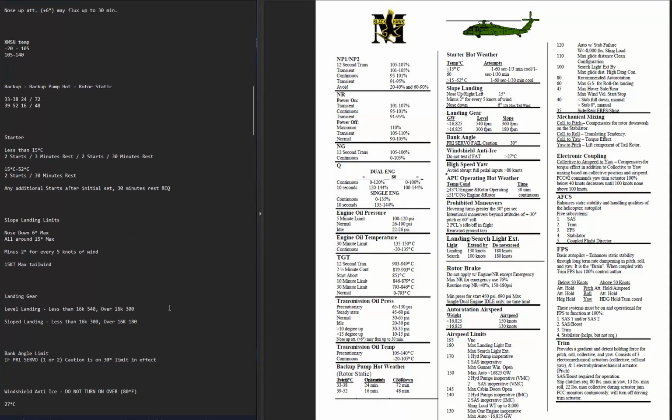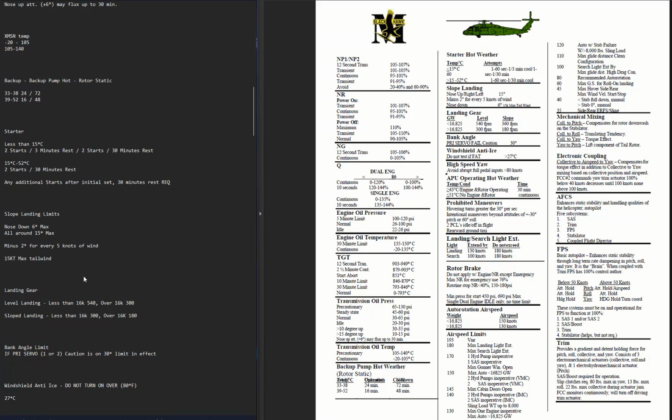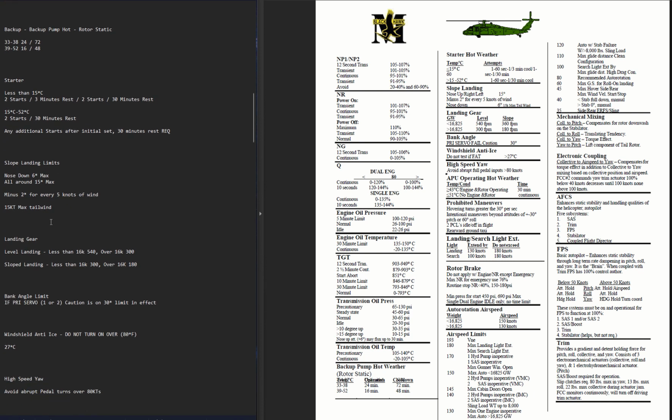Sloped landing limits, we're looking at a nose down of 6 degree max, and then all around 15 degrees, and then -2 degrees for every 5 knots of wind that you're currently in, as well as a 15-knot max tailwind for slope operations. The way that I've always heard this said is just 6 down, 15 all around, two for every 5, don't exceed 15. So that one's actually on the easier side to memorize, especially compared to other aircraft slope limits.